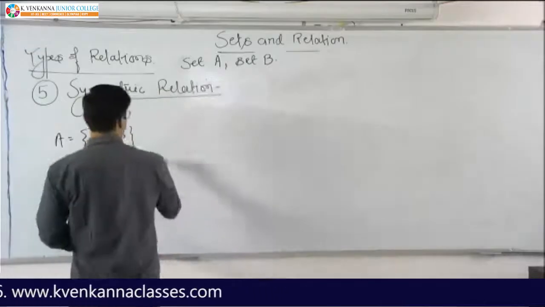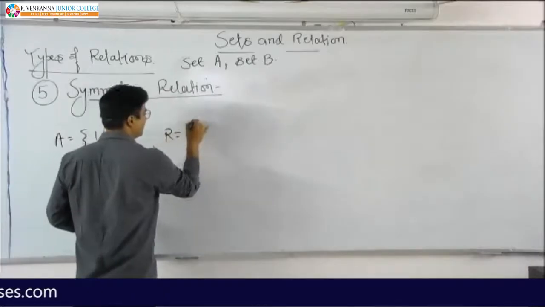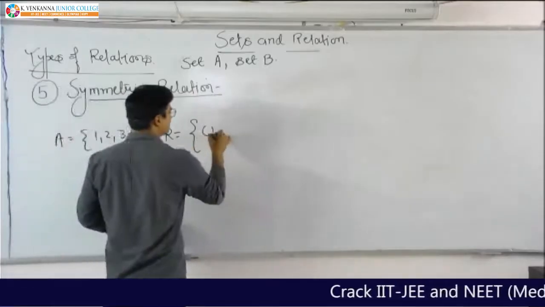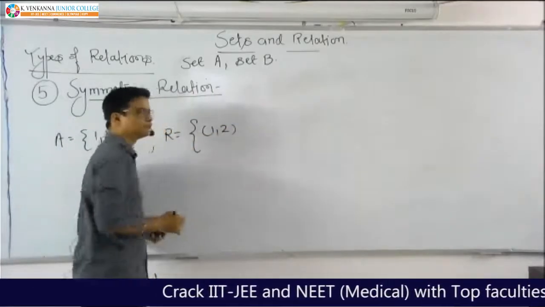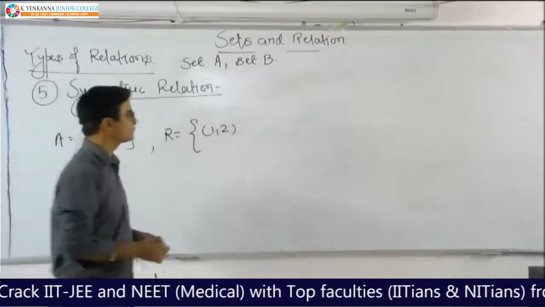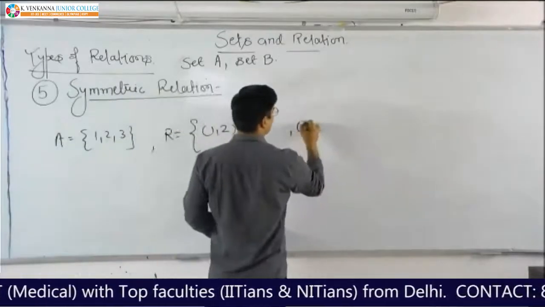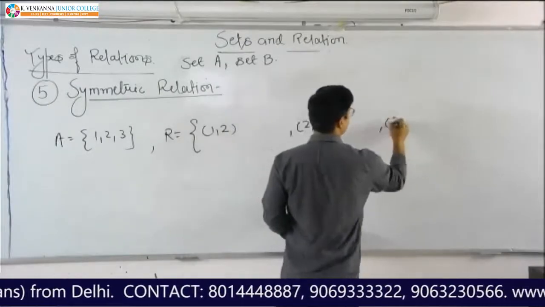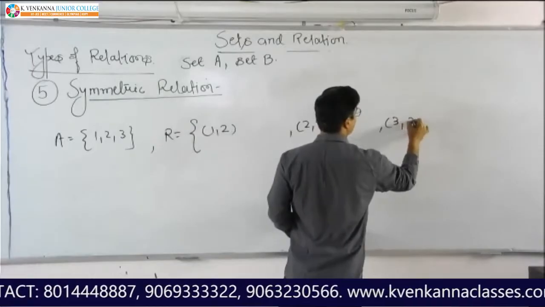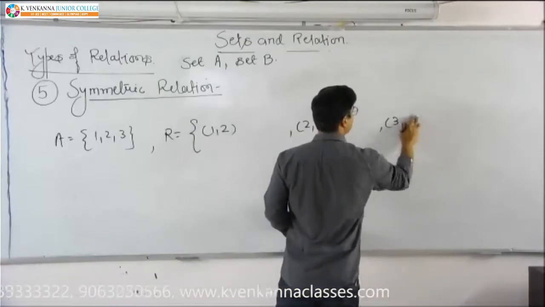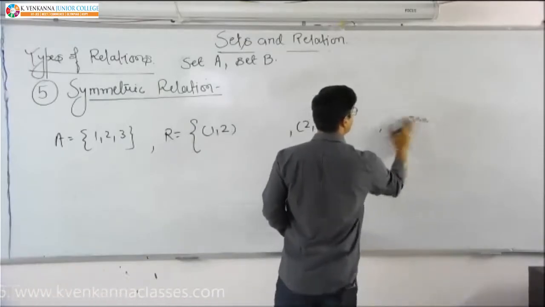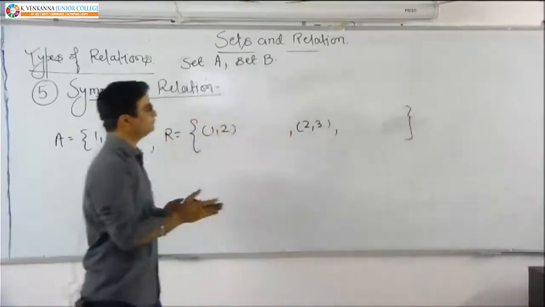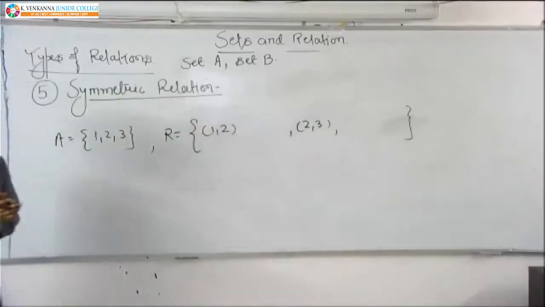And I have defined a relation in which elements are like this. Let's say 1 is connected to 2. Let's say 2 is connected to 3. Let's say 3 is connected to 1. Or let's say this much. Understand this.